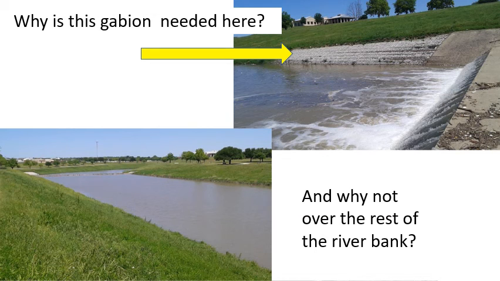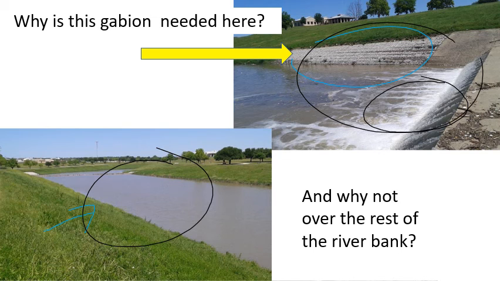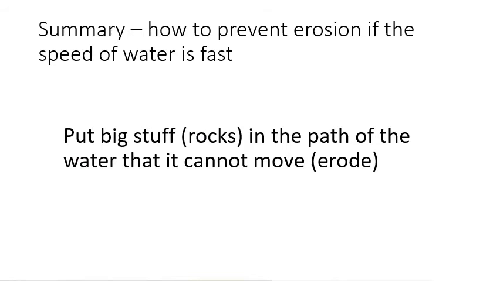Now, notice here, this is the same river, and you notice it's got a gabion lining the shore over here, but it doesn't over here. And here's the difference. Right here, notice the water coming off the dam gets going pretty fast because it's falling off the dam. Well, fast water causes more erosion than slow water. So over here, we don't need gabions, we don't need rocks, we don't need riprap because the water is moving too slow to cause much erosion. In this spot right here, though, the water's moving fast. We need something that the water can't move, otherwise we're going to have a lot of erosion problems.